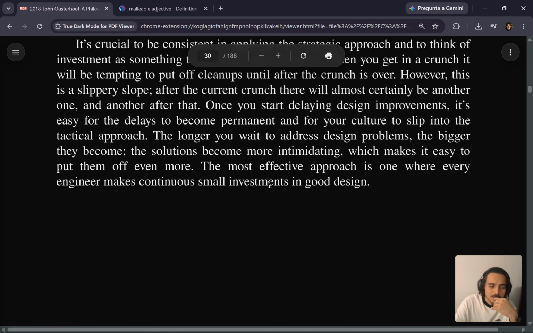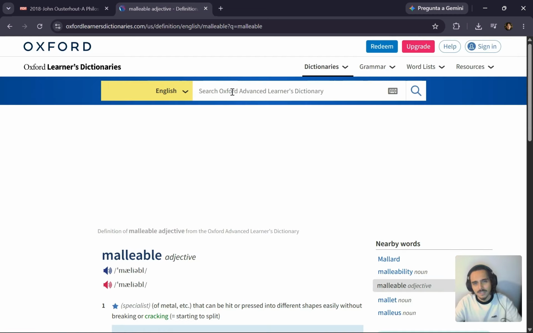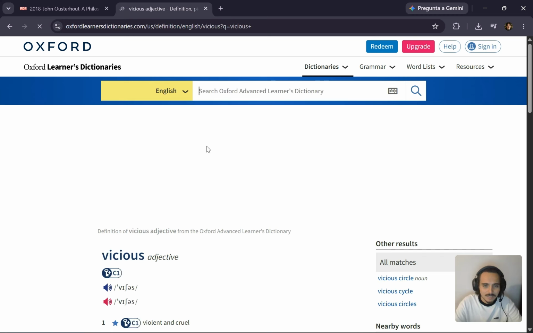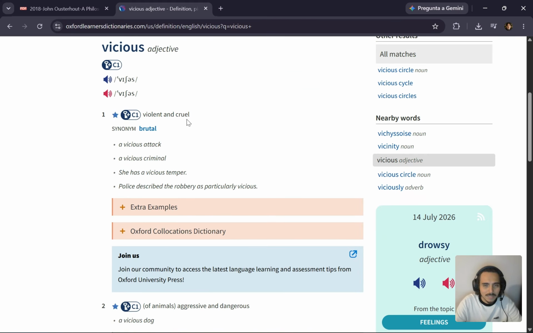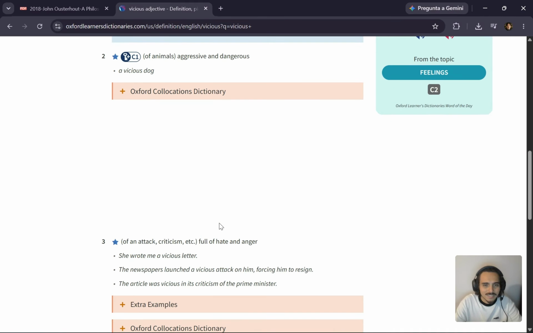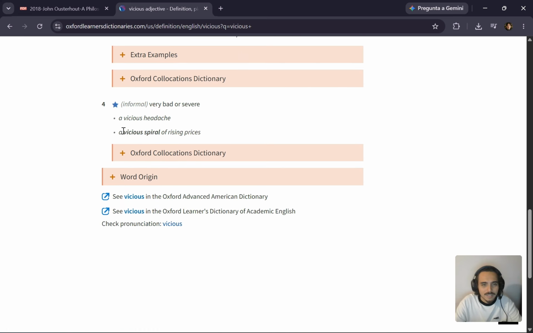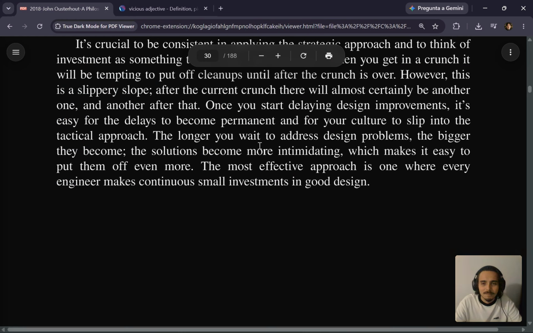What's the word? It's a vicious circle. Vicious, violent and cruel. Oh yeah, it's a vicious spiral. This is a vicious spiral.